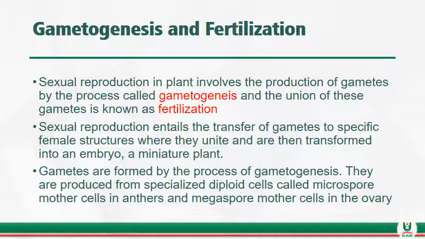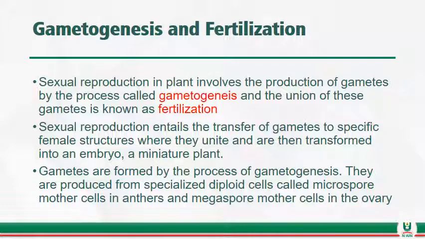So you have the male gamete coming together with the female gamete, and the fusion of this produces an embryo, which is called fertilization. So that happens in sexual reproduction. You know, there are 2 types of reproduction. We have the sexual, we have the asexual. So we are talking sexual reproduction now, and it entails transfer of gametes to specific female structures. We have the ovary, we have the ovule, we have the stigma. Those are the female parts of the plant.